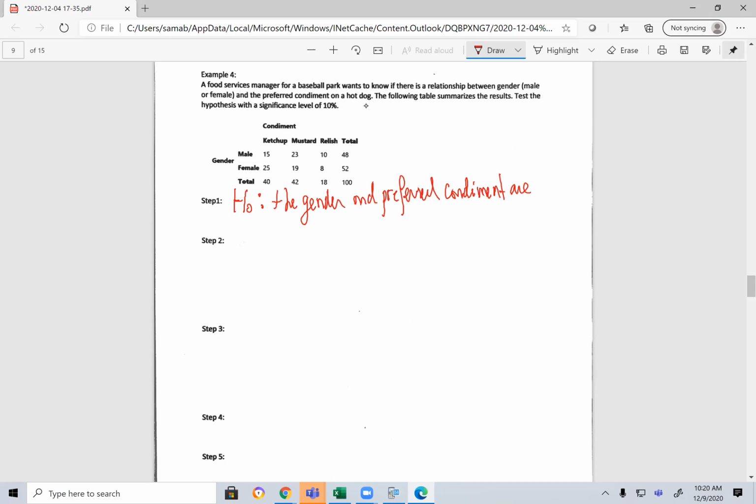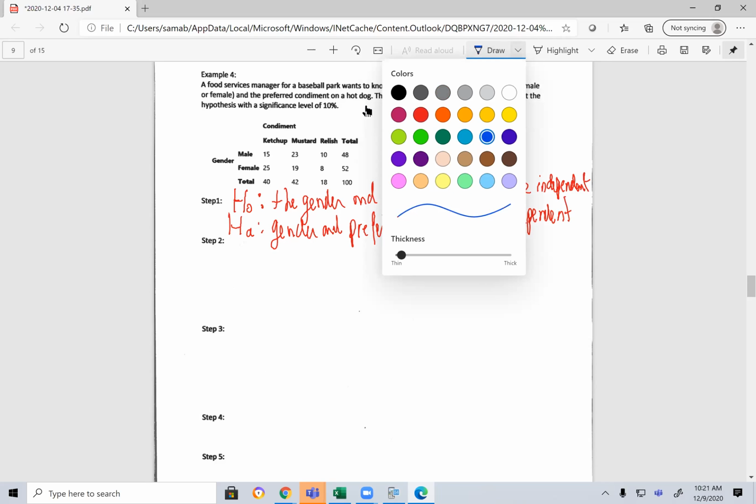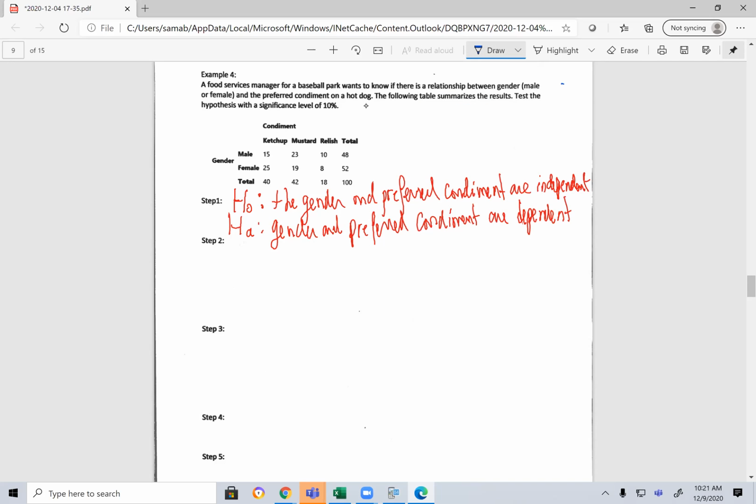As we stated, it's always the same. HA: gender and preferred condiment are dependent or related. Dependent means related, guys. Okay, can you guys tell me where the claim is here? HA, because he says you want to see if there is a relationship. That means related. Exactly.